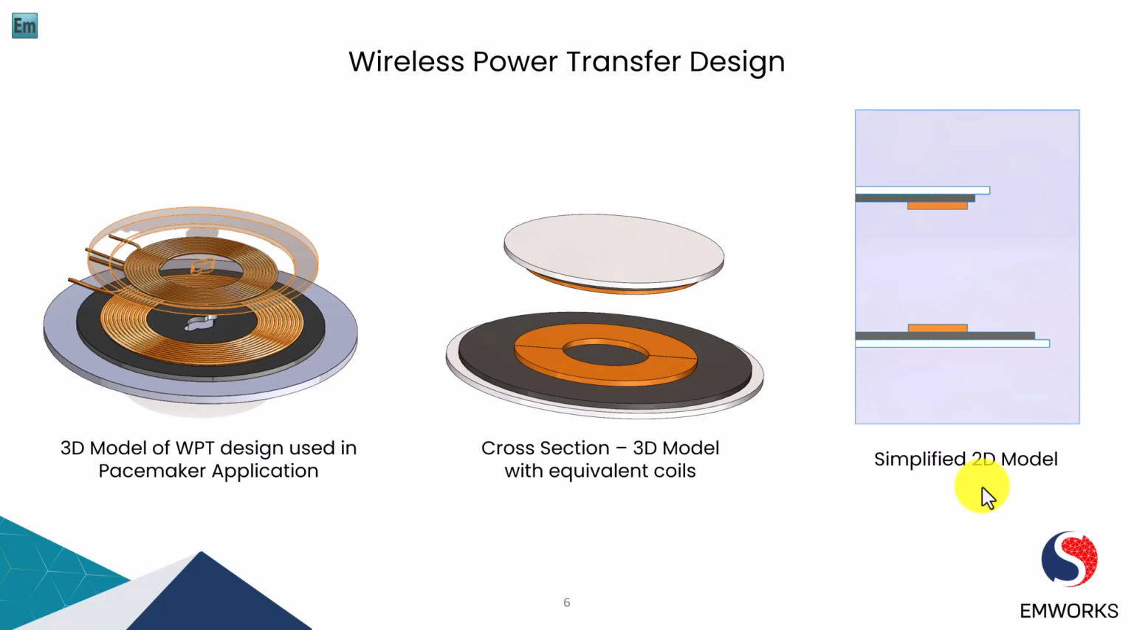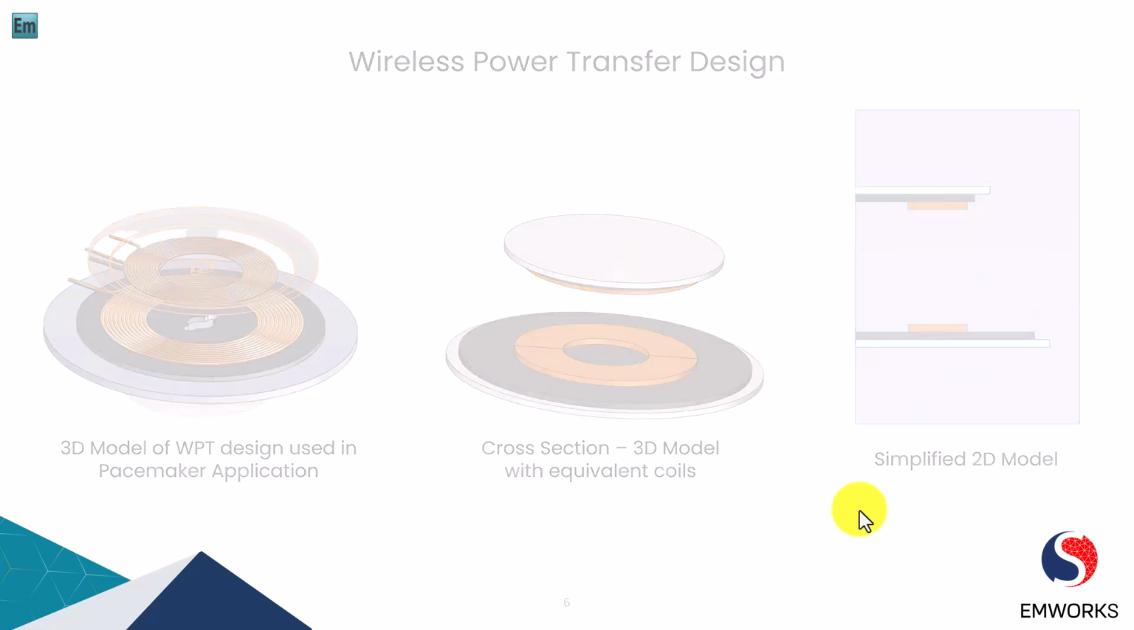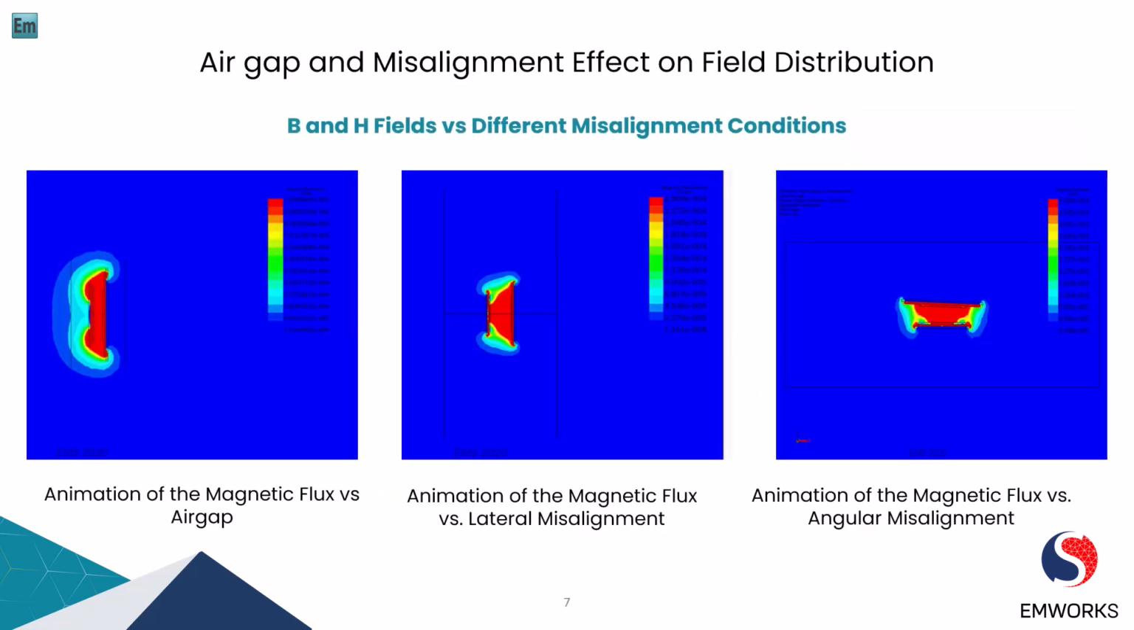The 2D model provides a clear illustration of the power transfer process between the transmitter and the receiver coil, which are aligned to ensure efficient power transfer. So with the help of this model, we have set up a study and run the simulation.